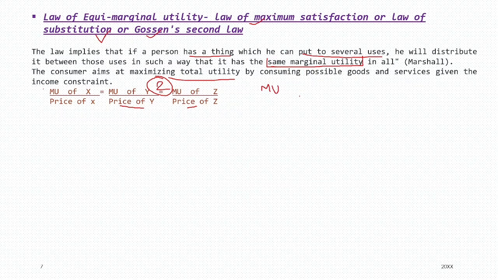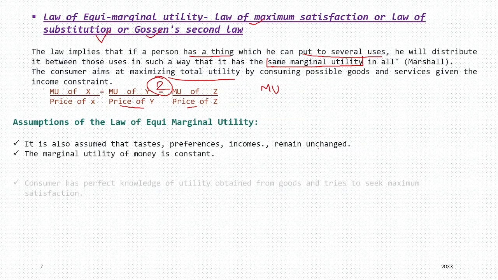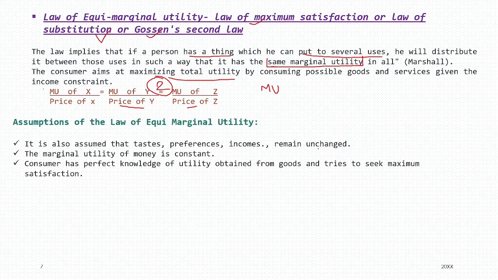Now what are the assumptions of the law of equi-marginal utility? The first assumption is that the taste, preference and income of the consumer remain unchanged. The second is that the marginal utility of money is constant, as we know that the cardinal approach takes this assumption. Then the consumer has perfect knowledge of utility and obtains goods to seek maximum satisfaction. We can say that the consumer is rational and has full knowledge of the market and goods. Then utility is measurable in cardinal terms, as it is explained by the cardinal approach, so obviously utility is measurable.